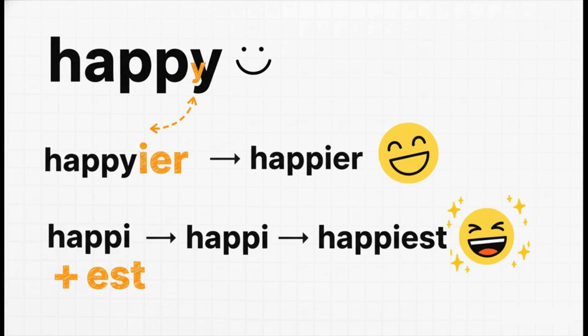And our last little spelling tweak is for words that end in Y, like happy. This one's a classic. You just switch that Y to an I, and then you add your ER or EST. So happy turns into happier and happiest. You're going to see this one all over the place, for sure.